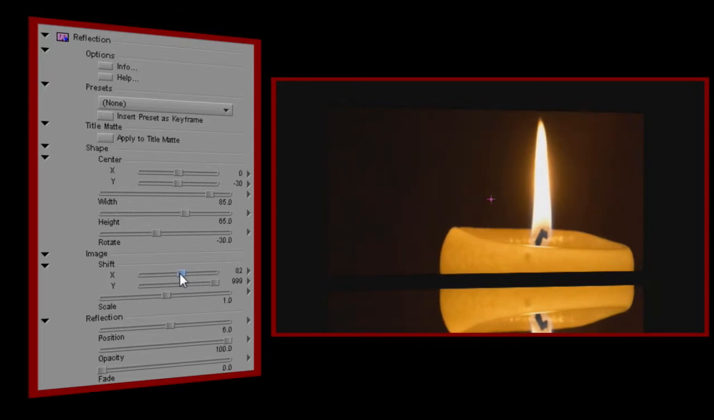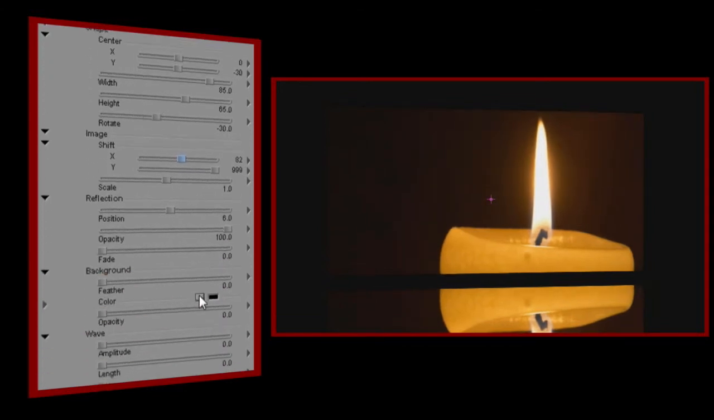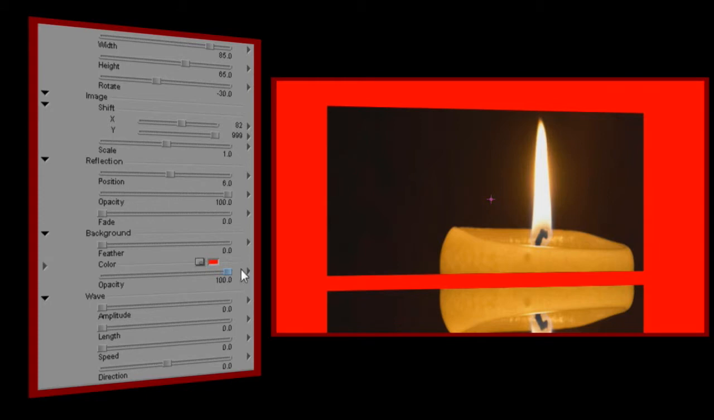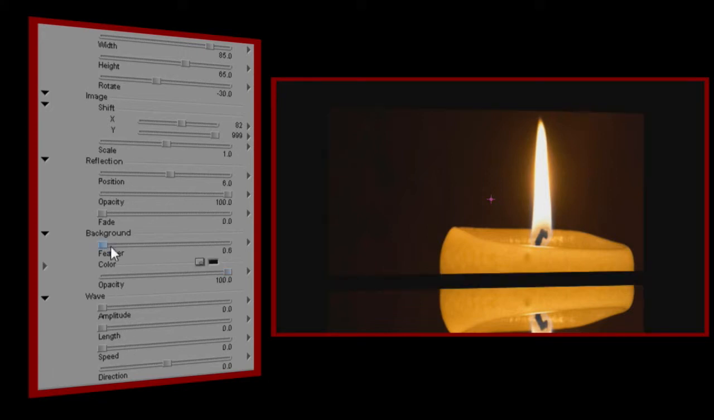I really like the black background, but just to show you how I can easily change it, let's turn it red, let's raise the opacity to 100. If you want to select a background colour from your image, then use the eyedropper. Let's revert to the black background, and now let's feather the edge of the image into the background, just to soften things up a little.